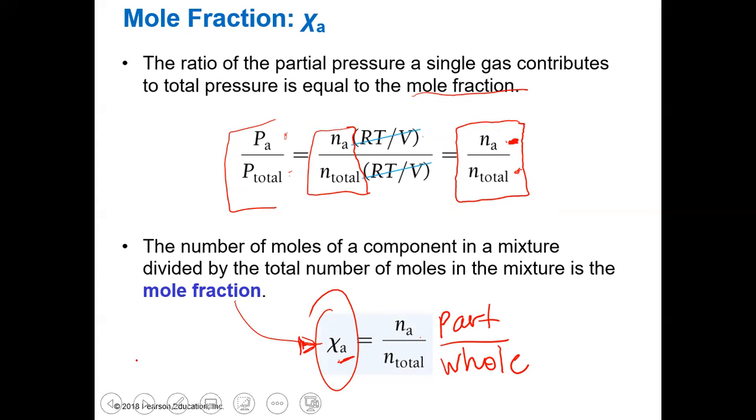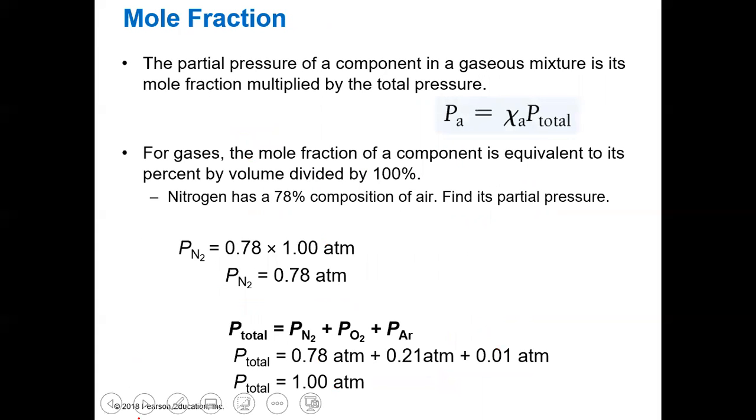Okay, so how would I use that in a problem? I hope it's on the next slide. It is. All right, so again, if I know my total pressure and I want to find my partial pressure, I can do that as long as I can get a mole fraction. So I would have to know the number of moles of the component I'm interested in and my total number of moles. I would calculate my mole fraction, multiply that by the total pressure, and I would get my partial pressure for substance A.